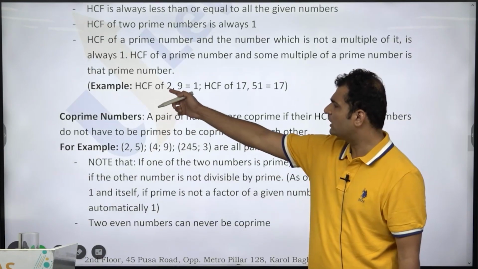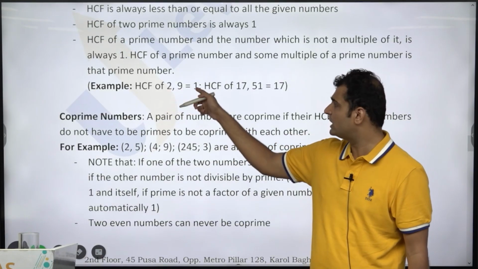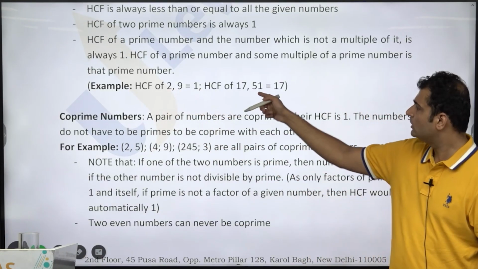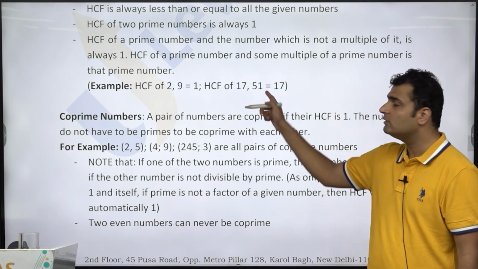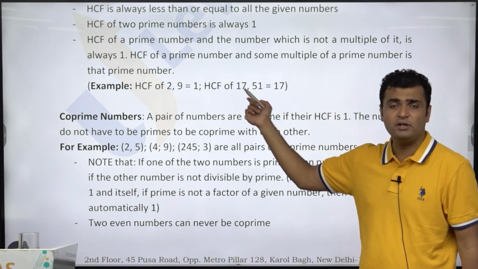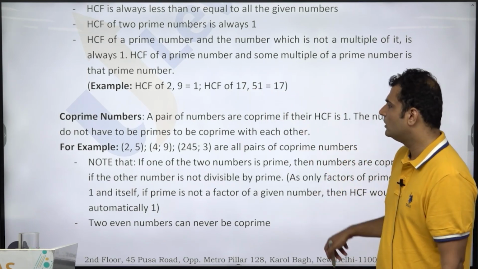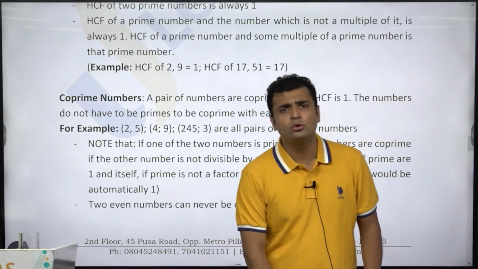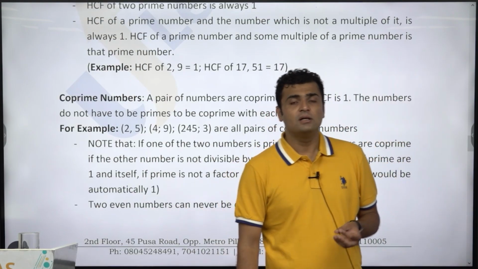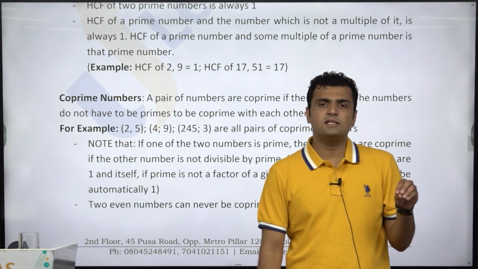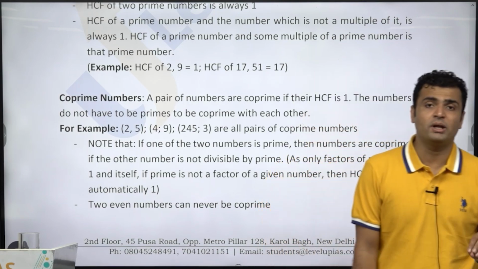So examples, HCF of 2 and 9 is 1 because 9 is not a multiple of prime number 2. HCF of 17 and 51 is 17 because 51 is multiple of 17. Co-prime number, again you should know this terminology. Co-prime number is any two numbers जिनका HCF 1 है. These are called co-prime numbers.